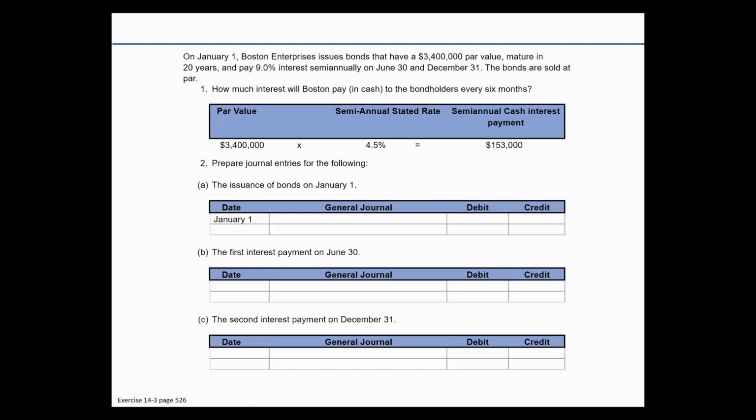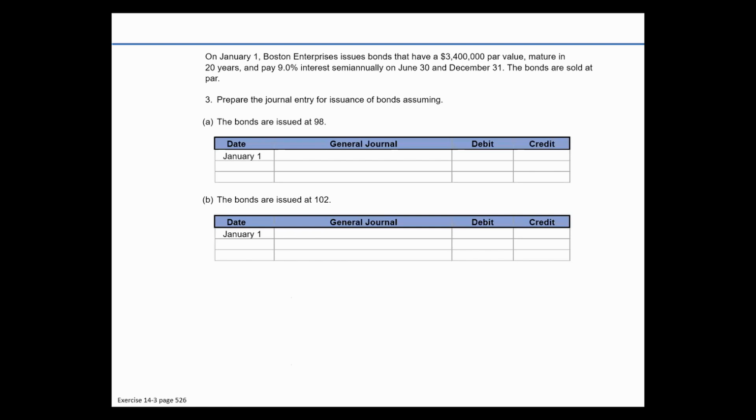And so I'm just going to skip through this because this is exactly the same thing as we looked at previously. Now what we're going to do is figure out how we record it if it was sold either with a discount or a premium.